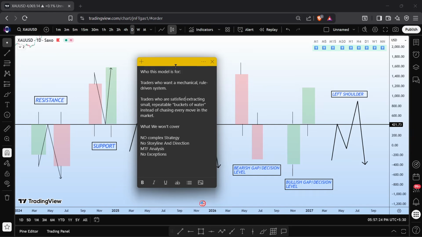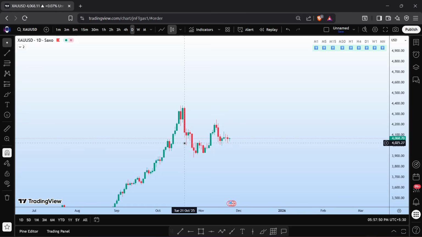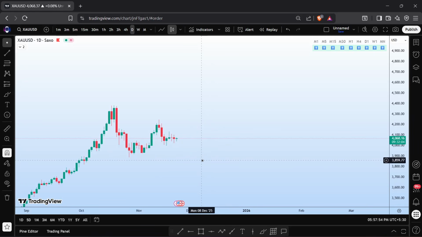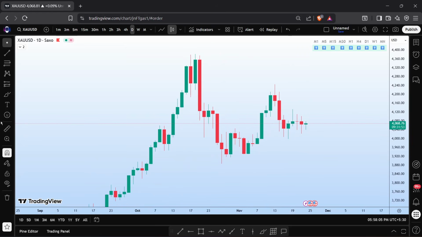But keep in mind, this model is for someone who wants to get a repeatable bucket of water from the whole ocean. When I say bucket of water, I mean small pips from the market, not really targeting every buy or sell move. In this strategy we will not cover how all these sells came in, or how we could have captured the buys and sells. No, we are not going to be considering every move in the market. Our goal is primarily to get 50 to 100 pips on the gold chart, and that's all. That is the primary target. If the rules are met, then we will trigger a buy or a sell, right?